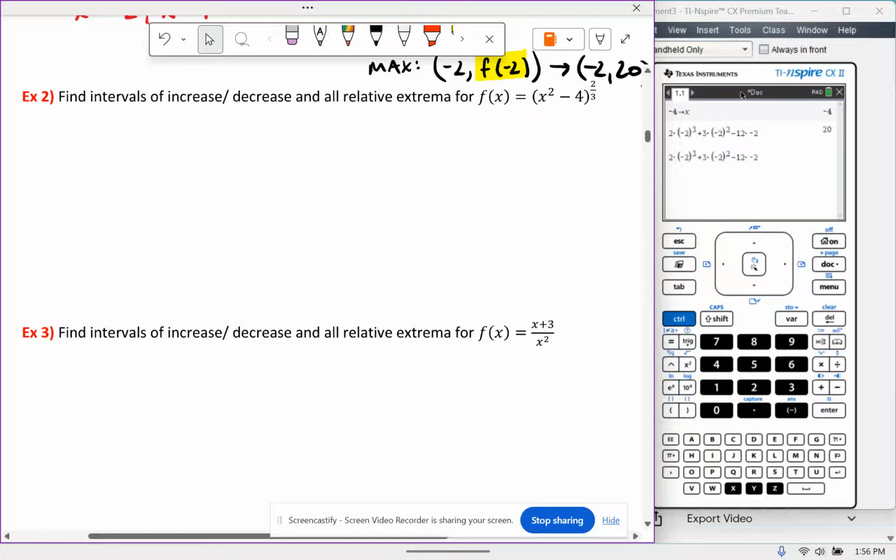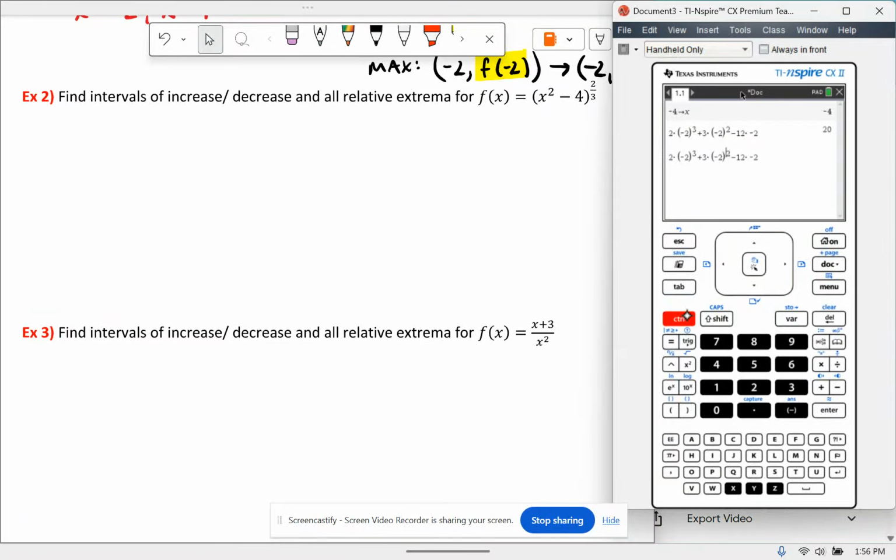So we have to find intervals of increase or decrease and all relative extrema for this guy. Ooh, I see a little root up there. What might happen with this little root? Little root makes a little what? Like a little seagull, right? Let's graph it. Let's see what it looks like.